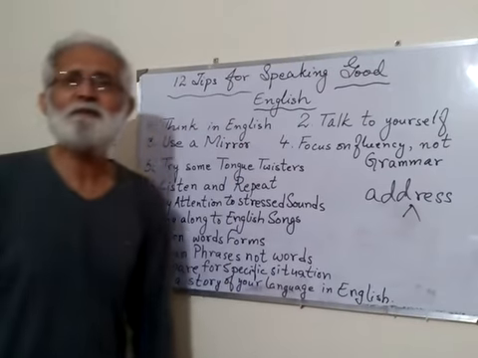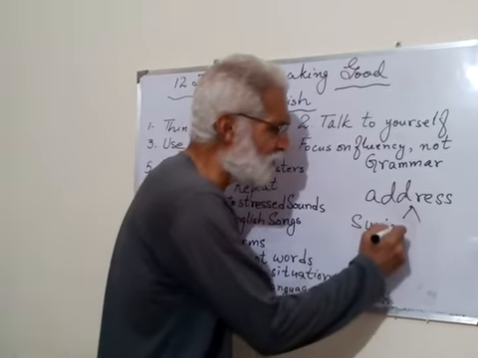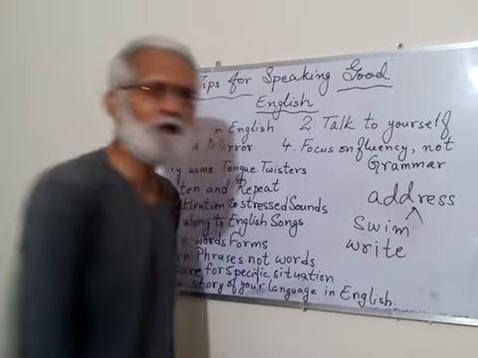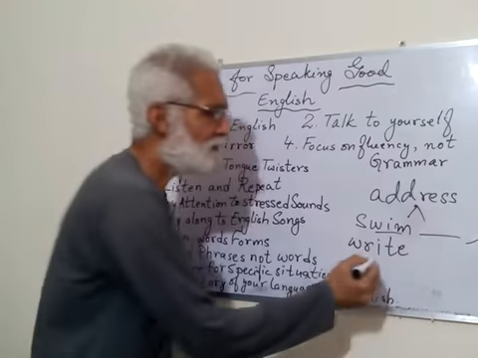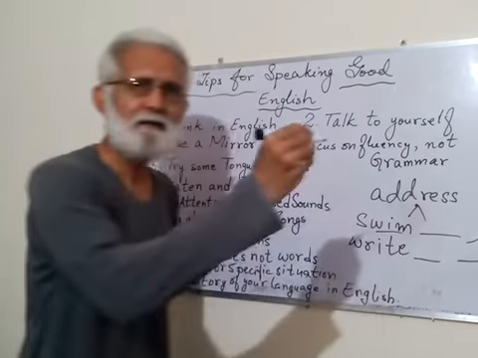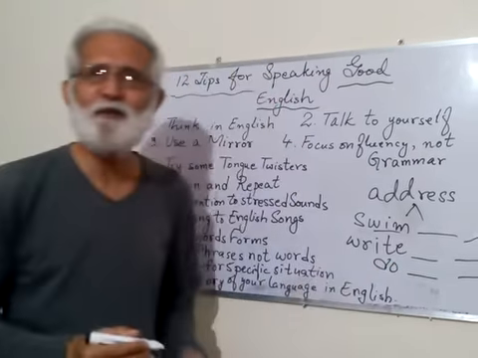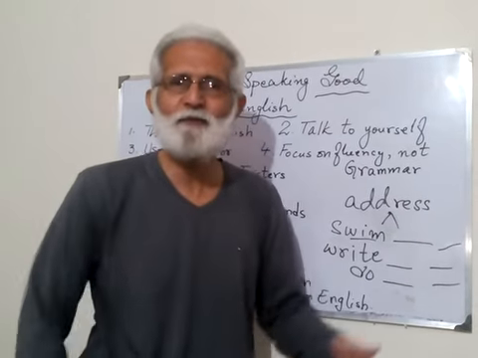Then learn word forms. If I have learned this word swim and this word write, why not learn the other forms of it? Swim, swam, swum. Write, wrote, written. If do is there, then did and done. The three forms of a verb. When you learn one word, go with the forms of that word.